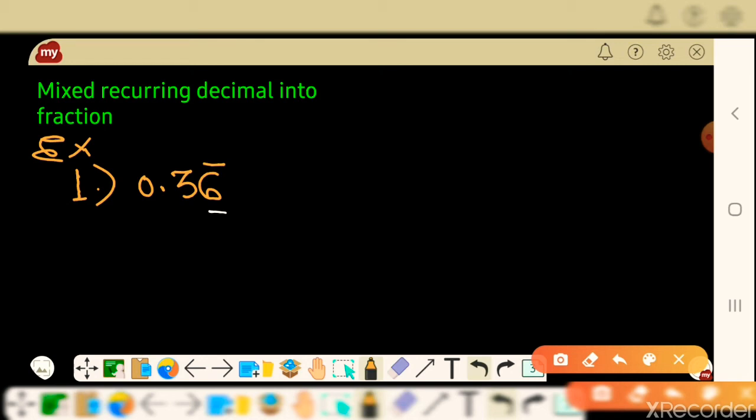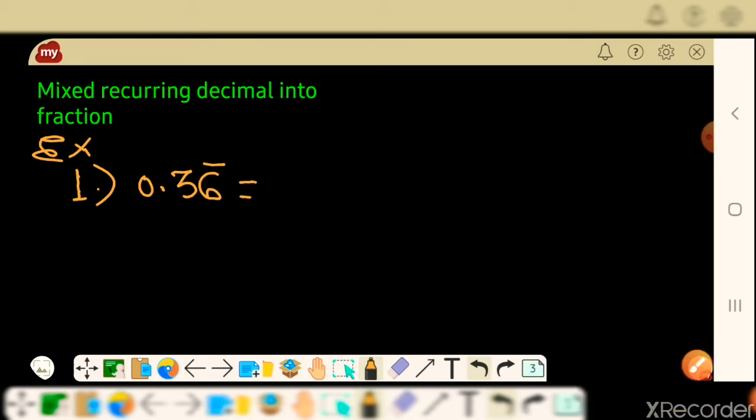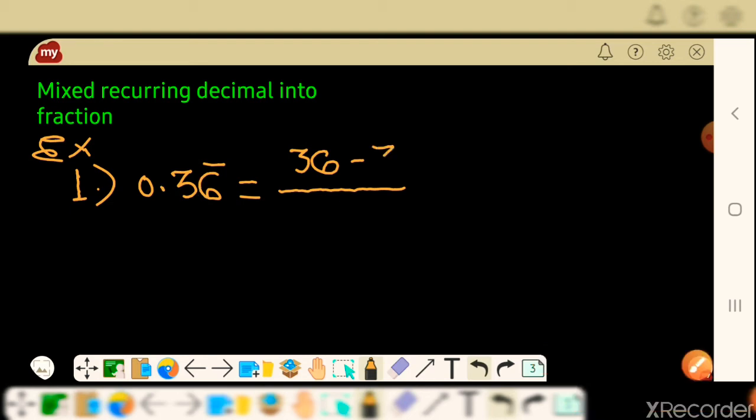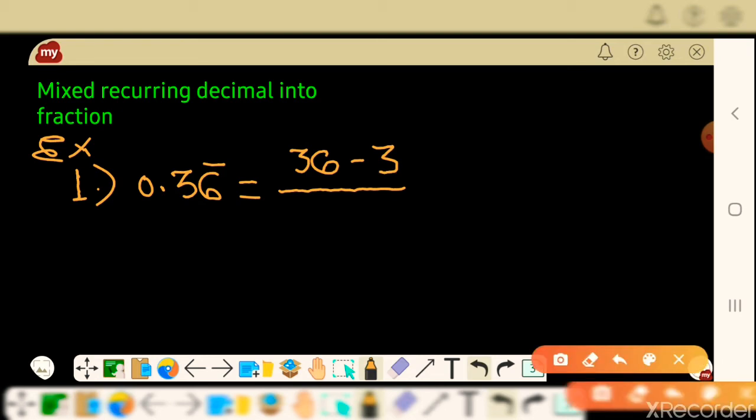Okay, so to convert it into the fraction, what you need to do, just write down the number as we have done in the previous question, as it is, 36. But you have to subtract the number which is not repeating. Like in this number, digit 3 is not repeating itself. So we have to subtract this 3 from 36. And in denominator, we have to write 9 according to the numbers which are repeating. Means as many digits are repeating in this number, that many 9s we have to put in denominator.